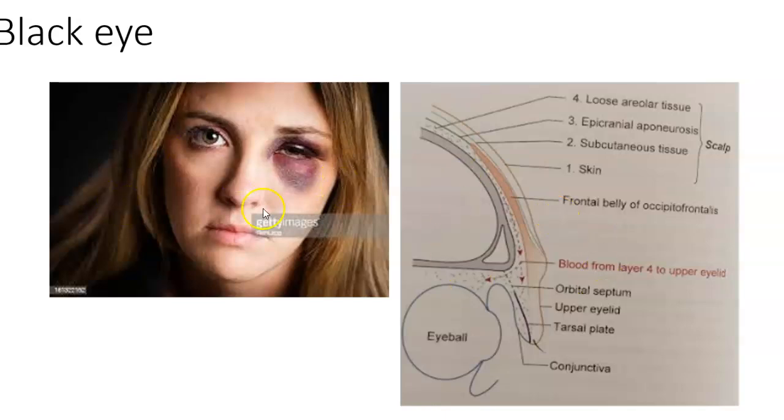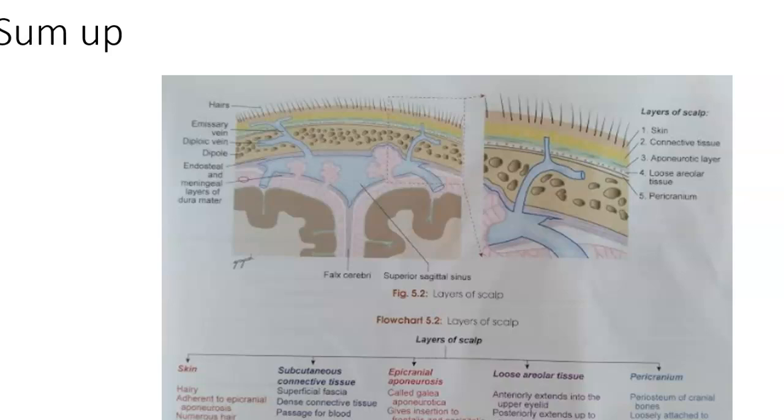Next is the black eye. As you see in the plane, there is the aponeurotic layer, and two muscles are there. These muscles are not adherent to the bones. Instead, they are adherent to the skin. So if there is edema or bleeding, the blood will leak into the loose tissue around the eye, forming the black eye. So this is the summary. Here you can see the whole scalp as skin, subcutaneous connective tissue, epicranial aponeurosis.